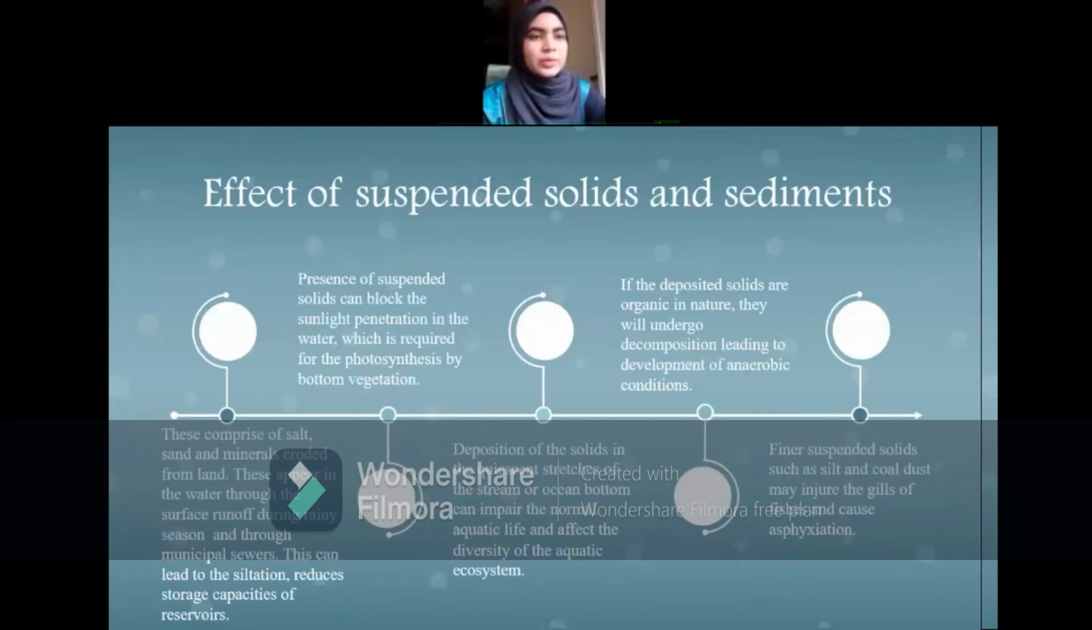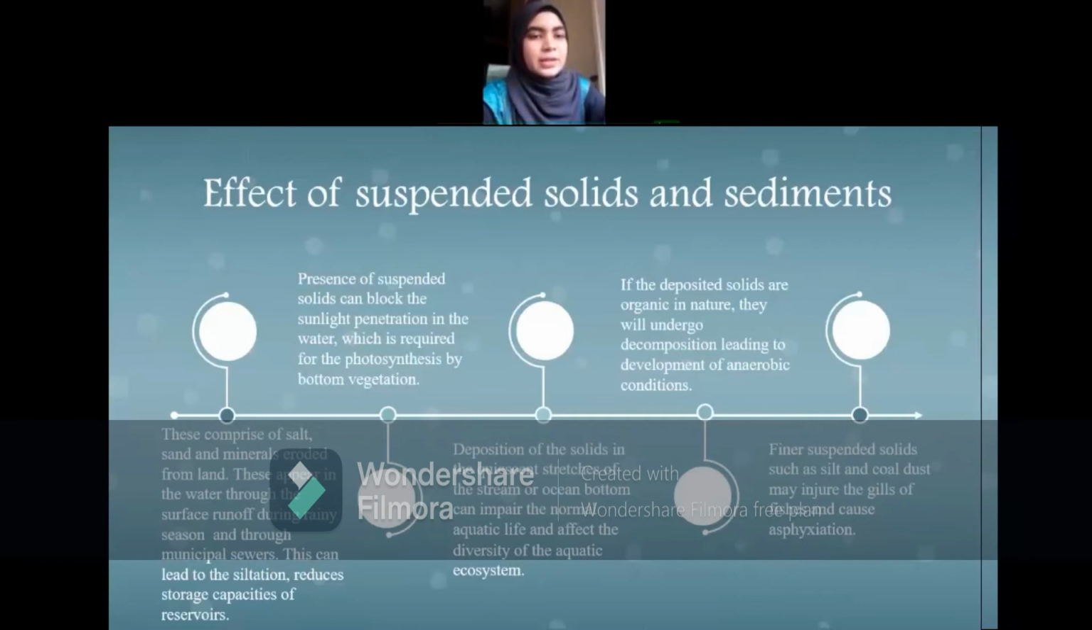Next, we move on to the effect of suspended solid and sediment to the water. As I mentioned earlier, suspended solid and sediment comprise of silt, sand, and mineral eroded from land. These appear in the water through the surface runoff during rainy season and through municipal sewer. This can lead to siltation and reduced storage capacity of reservoir.